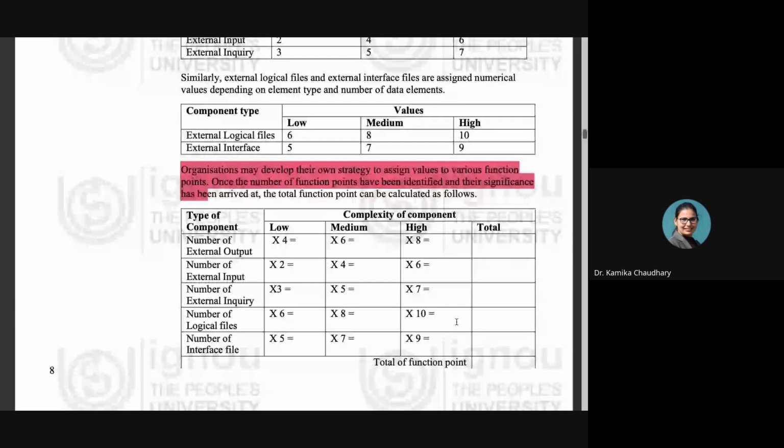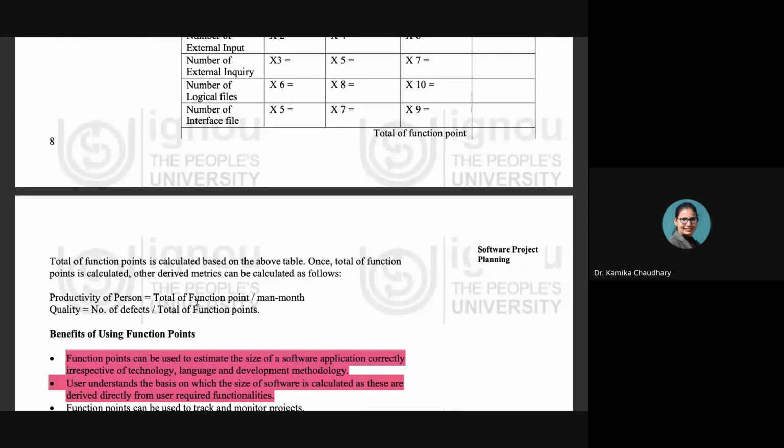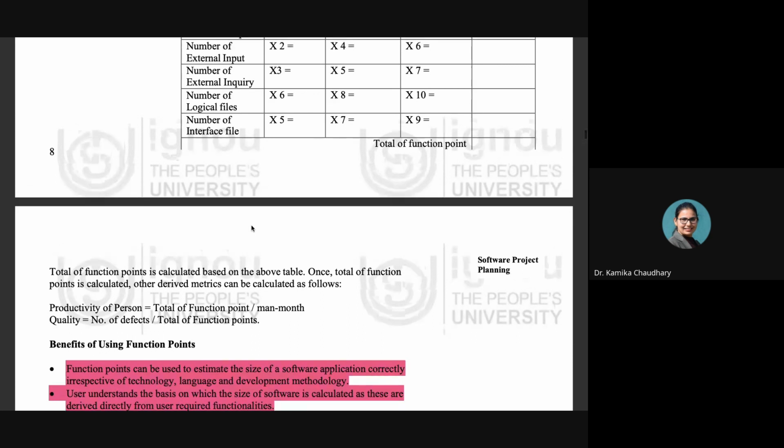Total of the function points is calculated based on the above table, and once the total of the function point is calculated, another derived metric can be calculated. How can it be calculated? It can be calculated like this. The productivity of the person is calculated by dividing the total of the function point by the man month. Similarly, the quality can be calculated by dividing the number of defects by the total of the function point. You just need to see the difference from here to here.